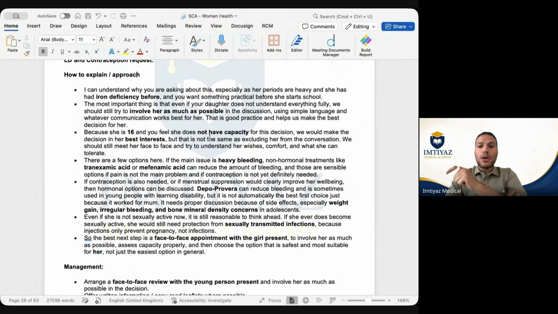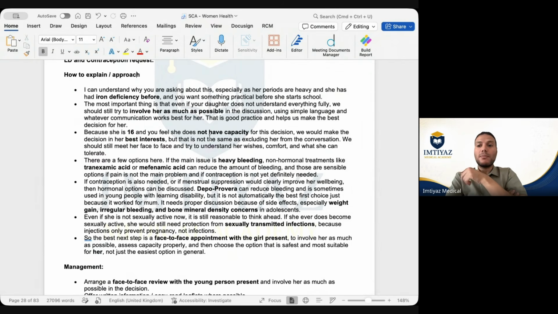But IUD or copper IUD is not the best option here. Why? Because it can make the periods actually more heavy. So I would say go away, please. Any menorrhagia case, try to go away from copper IUD. But contraception case, yes, copper IUD is a very good option. But any heavy bleeding case, any heavy period case, go away from copper IUD. Why? It can make the periods heavier.